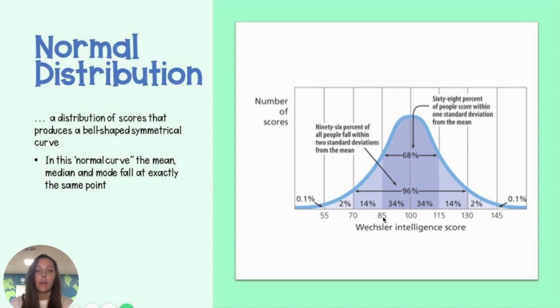Now, if you want to figure out the percentage of data that's going to fall within 2 standard deviations above and below the mean, all you have to do is add these numbers together, which gives you a total of 96%. And so that would tell us that 96% fall within 2 standard deviations above and below the mean. So that means their intelligence score fell somewhere in between 70 and 130, which is a majority of the population.